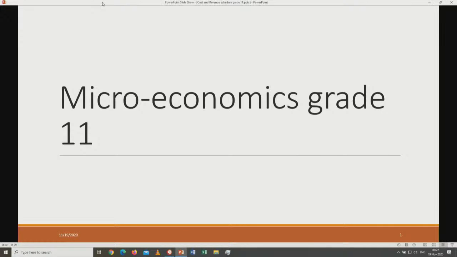Remember, under microeconomics, we've got perfect markets, we've got imperfect markets, and market failure. Now, what we are looking at now, it's part of the dynamics of the markets. It's a subtopic of microeconomics. It's for grade 11.